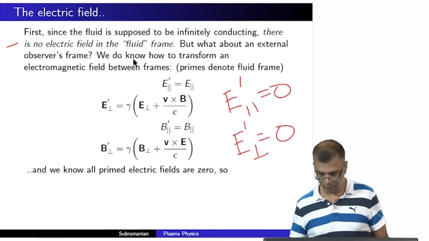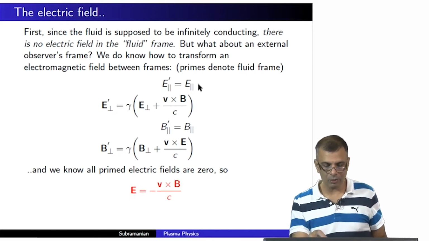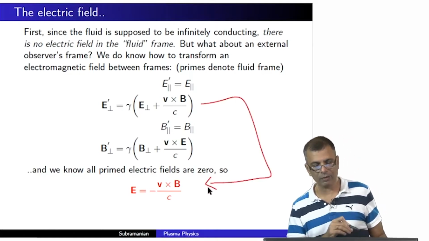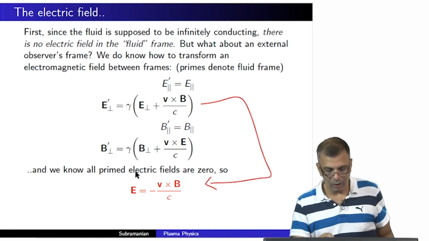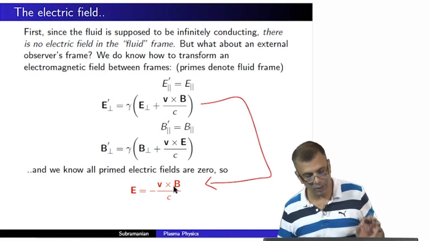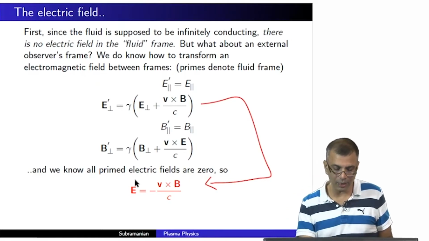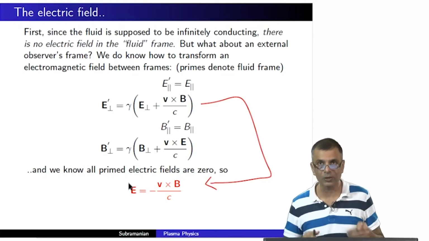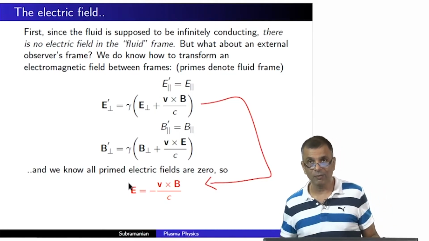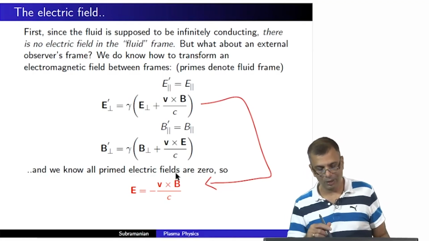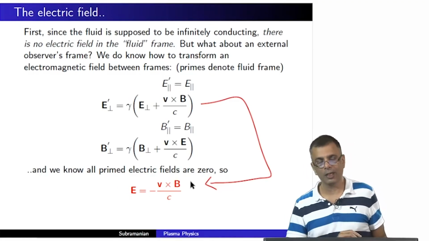Therefore, E parallel is already 0, so directly from here you get this. It's very interesting. So the quantity in the brackets is equal to 0 and that just gives you this. Now pay close attention: this is the electric field not in the fluid frame, that is always 0, but this is the electric field in the external observer's frame, and that is non-zero. That is related to the magnetic field that the external observer sees in this manner.